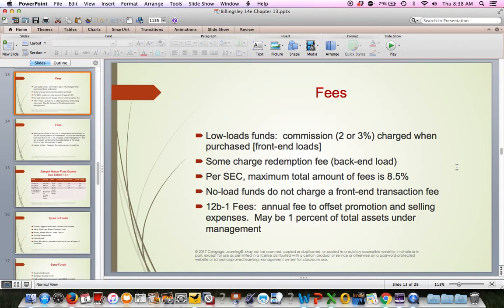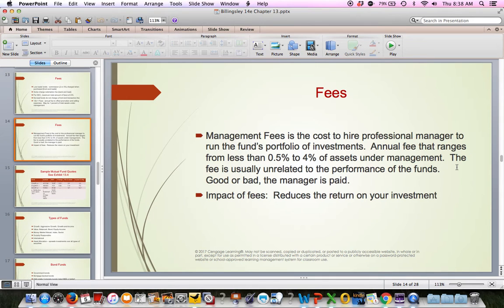They have no-load funds that don't charge a front-end transaction fee, but then they have also fees to get out. And if you get into a no-load fund, you probably are paying something at the end to get out of it. And a 12b-1 fee is a fee that a mutual fund company can charge to basically offset their promotion and selling expenses, which kind of covers their commissions for anybody who sells their product to customers. So management fees, again, is the cost to hire a professional manager and run the investments.